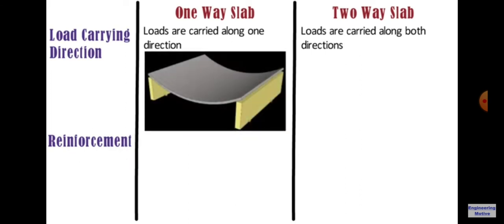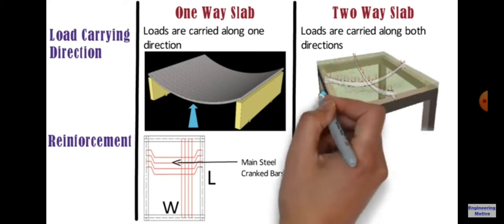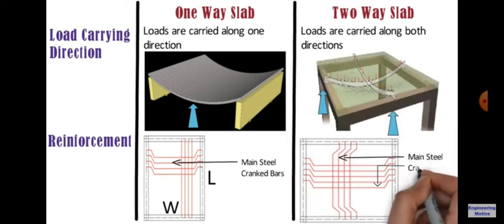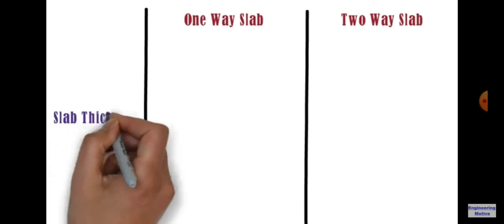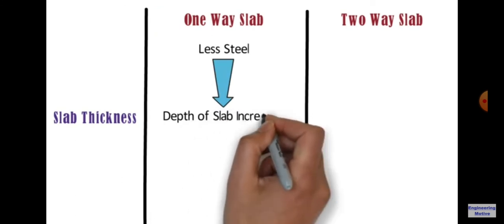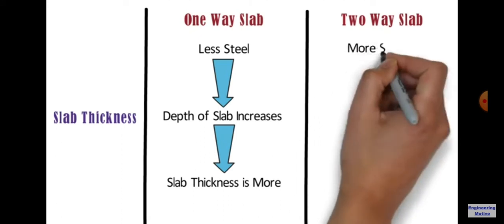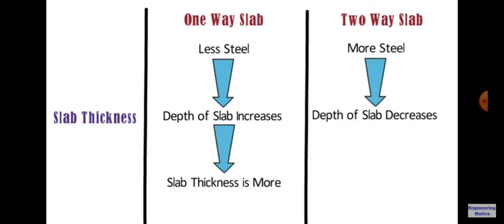Reinforcement. Main reinforcement will be provided in the shorter span direction, which is cranked, and in the opposite direction it is a distribution rod. In case of two-way slab, both the ends are deflected, so main steel or cranked bars will be provided in both the directions. Slab thickness. In one-way slab, there is less steel, depth of slab increases, and slab thickness is more. In case of two-way slab, it is more steel, the depth of slab decreases, and the slab thickness is less.